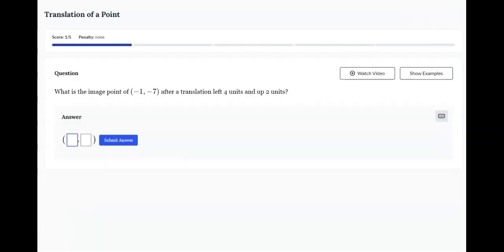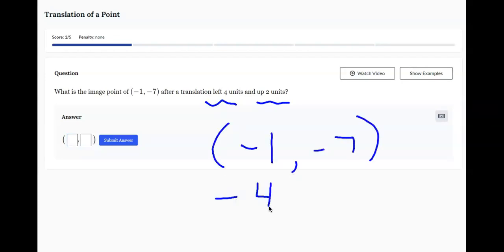Again, pay attention to the directions in which they're asking you to move. So this one requires a translation left 4 units, and then up 2 units. So left is in the negative direction, up is in the positive direction, and our new point will be negative 5, negative 5.